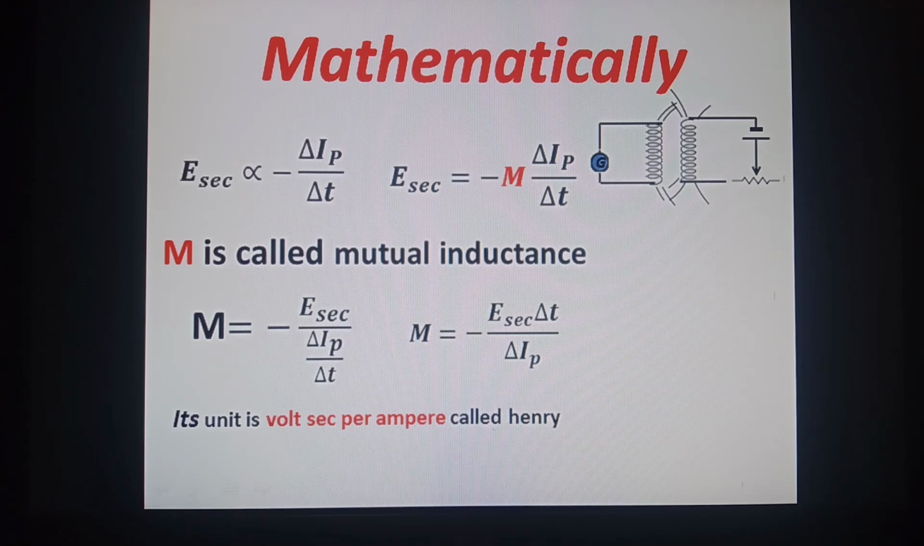How much will be 1 Henry? 1 Henry will be the mutual inductance of two coils if current changing at the rate of 1 ampere per second in a coil produces a voltage of 1 volt in a nearby lying coil. Then we will say that the mutual inductance is 1 Henry. Students, that is all about the phenomenon of mutual inductance. I hope it is clear.